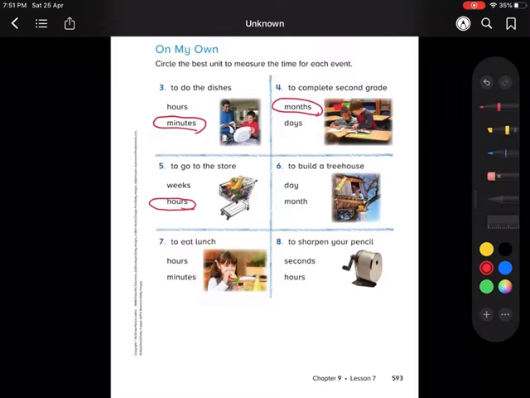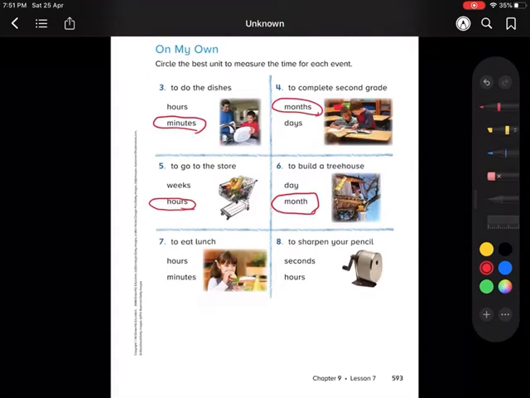We already solved it. To build a treehouse, can you finish building a treehouse, cutting the trees and finding them and putting them together and everything, in 1 day? Of course, this is impossible. You need months.